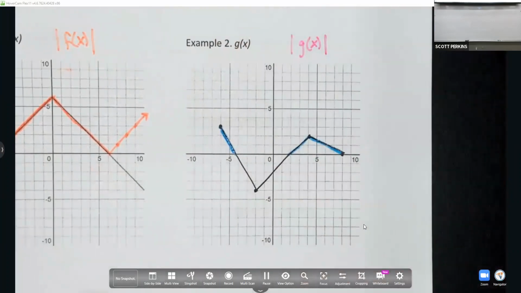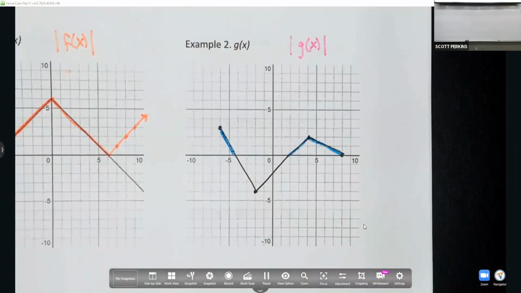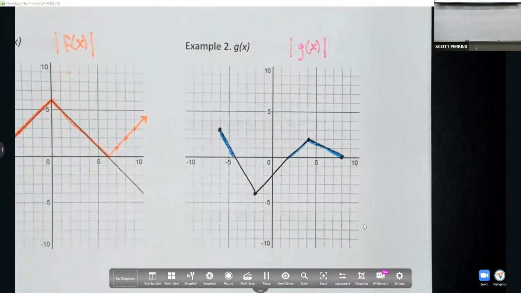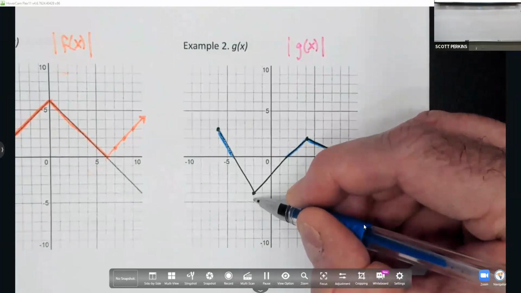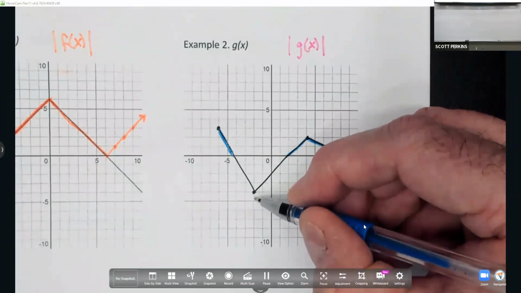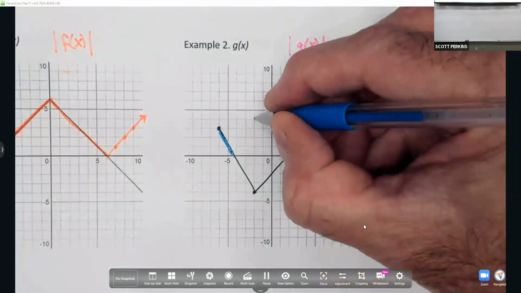Can you see that okay? We doing all right? So the positive stuff stays positive when you take the absolute value, and it's the negative stuff that changes. I've given you a point to work with, this point down here. The y value of this point is -4. So when I take the absolute value, it becomes positive 4. So let's bump that up right here.